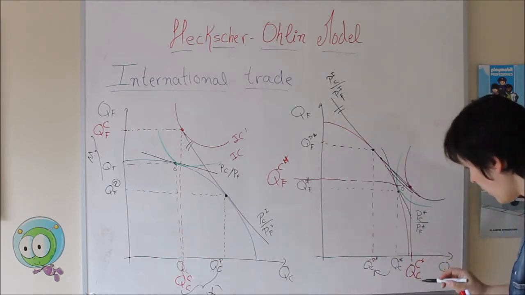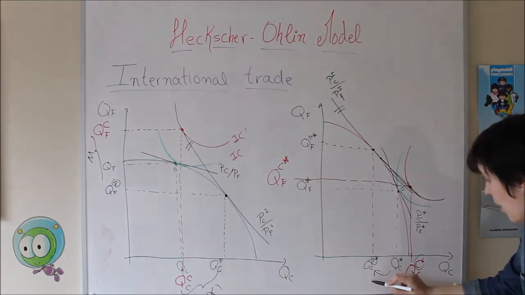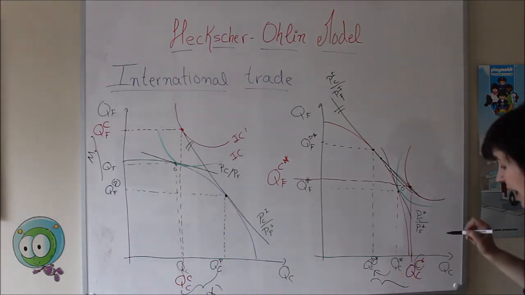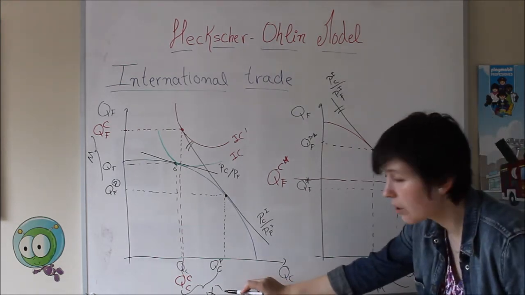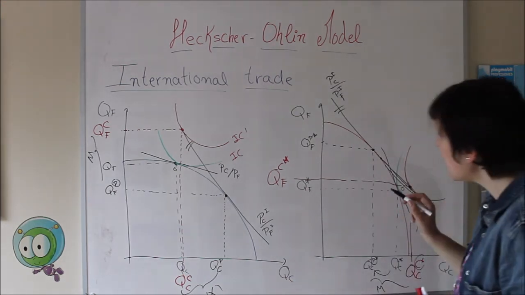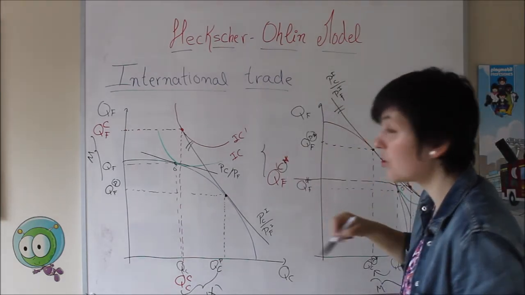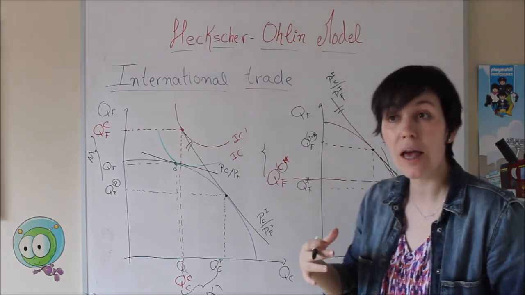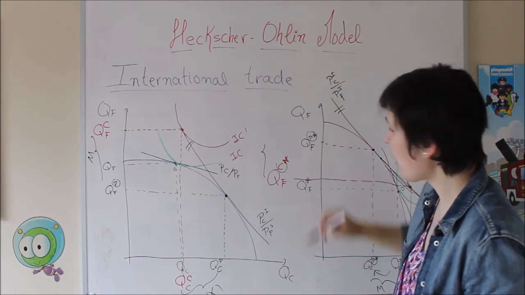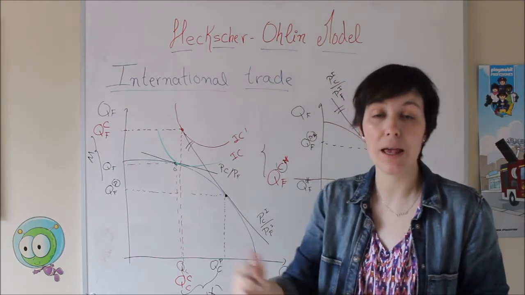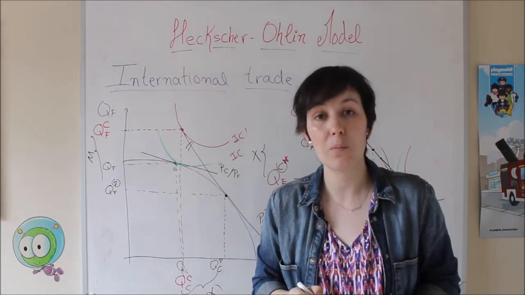Let's see. So here we have production of clothes, consumption. Consumption is higher than production. This economy is importing what the other economy is exporting. Here we have production, and here we have consumption. So the production is higher than the consumption, and this value minus this value, the production that is not consumed, is exported. So this export is what the other economy is importing.